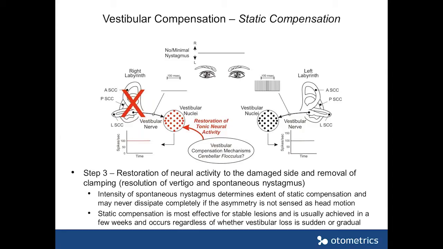Static compensation is most effective if your lesion is stable. Unfortunately, in lesions such as Meniere's disease, where the vestibular activities are fluctuating, it's much more difficult for the central nervous system to compensate. Again, that's something that we'll discuss maybe in the question and answer session, but generally, as you know, Meniere's patients are usually more symptomatic. They have different types of symptoms, and over time they become more concerned and more bothered by their symptoms than somebody who has a permanent loss of vestibular function.